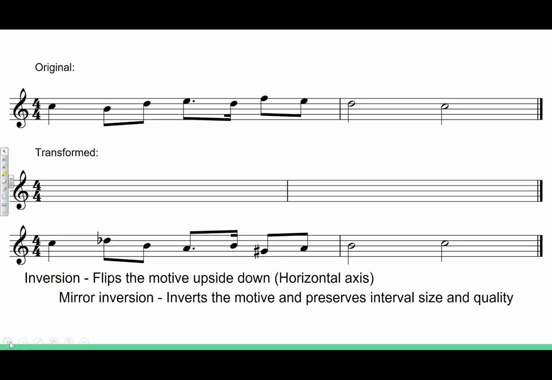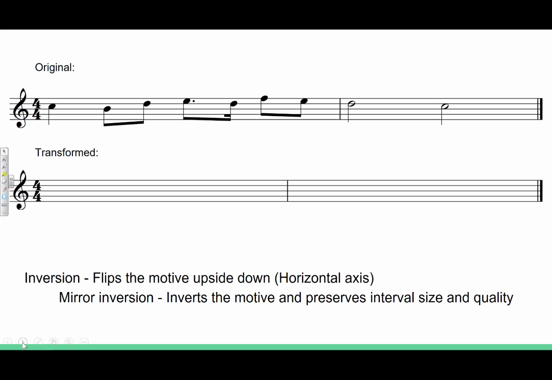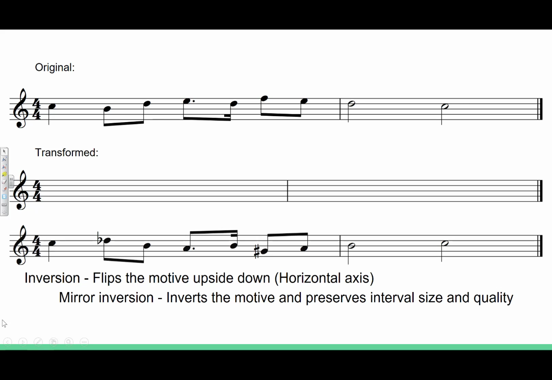So just a quick recap. We have a melodic inversion, which inverts the motive diatonically, where the interval size is the same, but not necessarily the quality. And then we have the mirror inversion, which inverts the motive and preserves both the interval size and the quality.